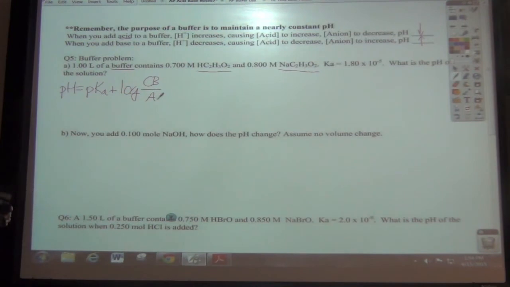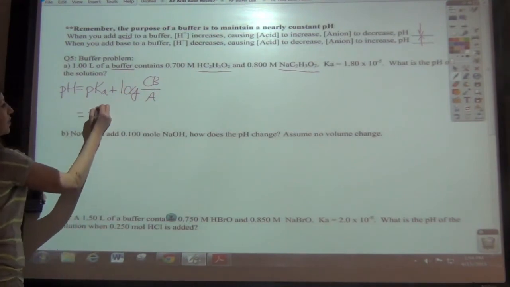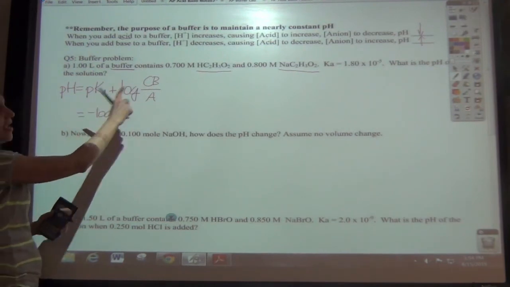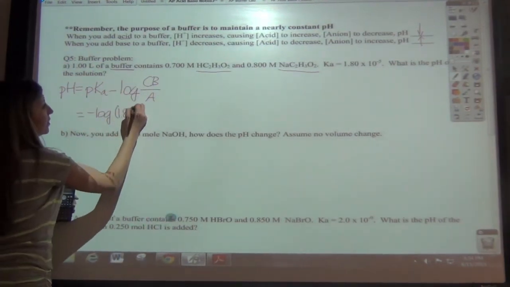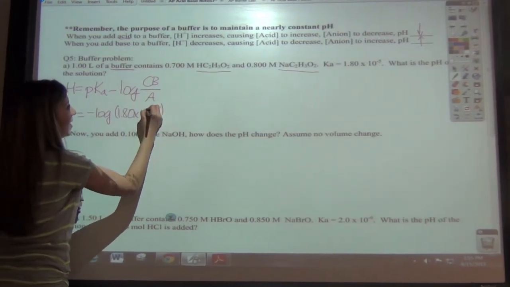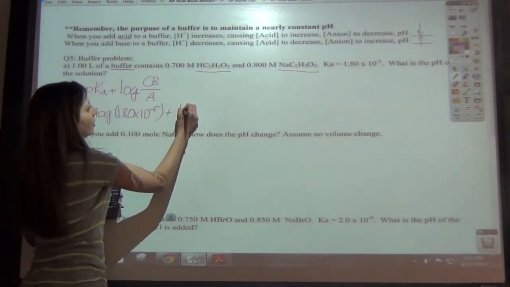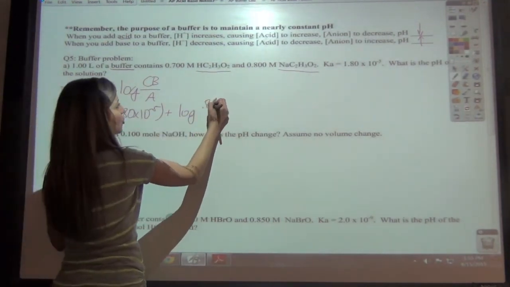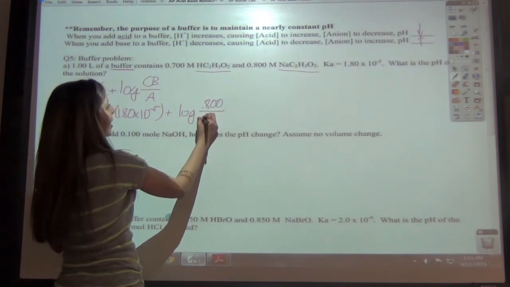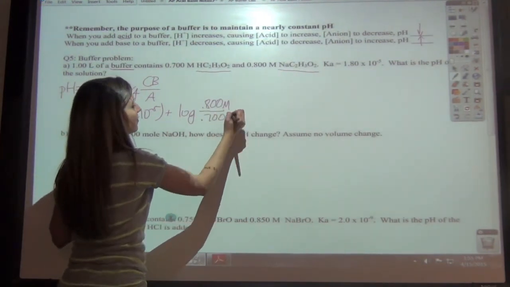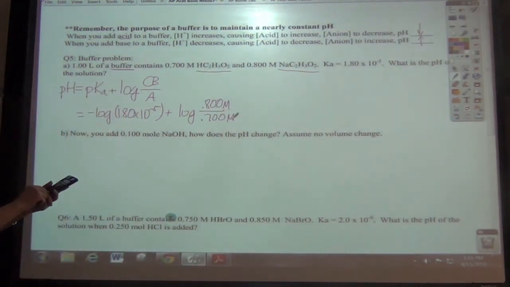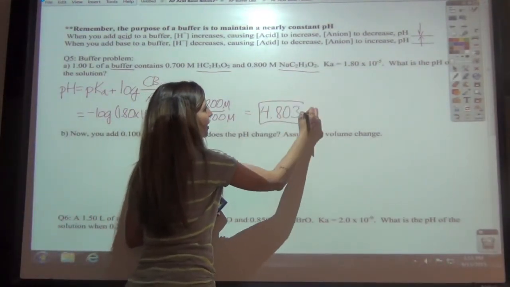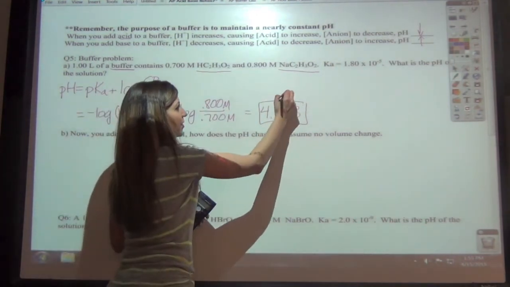Now we're going to fill everything in. So our pH is equal to negative log, don't forget the negative log part, okay, that's the P. The Ka, they told us, again, 0.80 times 10 to the negative 5, and then plus log. The conjugate base concentration, they're giving us the concentration, so we don't have to change anything. It's 0.8 molar and 0.70 molar, 0.700 molar. So go ahead and plug it into your calculator. And you should get 4.803 as your pH. So this is your pH.